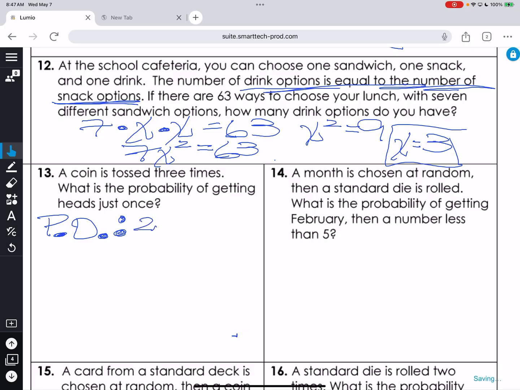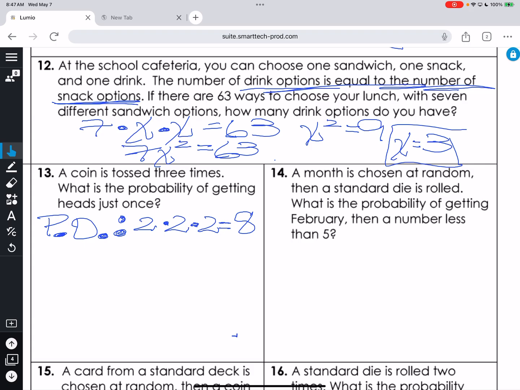Okay, that's our first toss. The second time I toss, what are my options? What about that third time I toss? So what's our denominator going to be? 8. 2 times 2 is 4. 4 times 2 is 8. Everybody good on how we got 8?